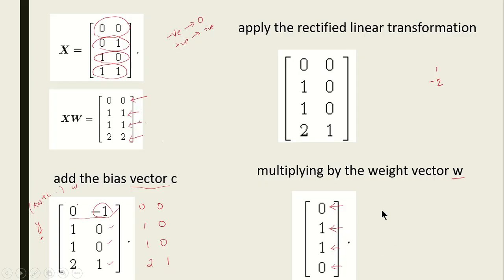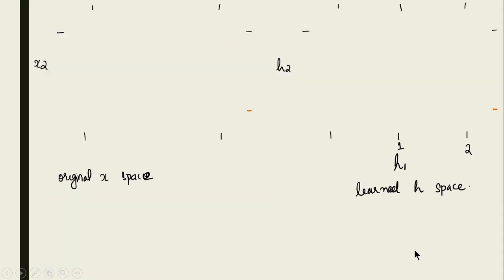Okay, so that's how we get this output. First we apply a linear transformation on this input, then we apply a non-linear transformation on it, then we multiply it with the weight values to get the final output. Okay, that's what happened here.